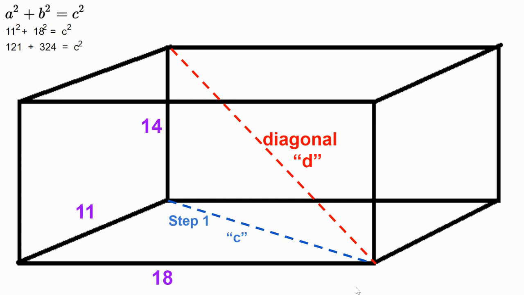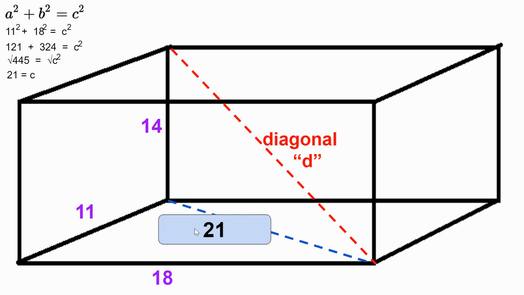11 squared, 121. 18 squared, 324. Total of 445. We square root both because we want to get C by itself. If it's C squared, we have to do the square root, the inverse operation, and we'll get an answer of about 21. So 21 would represent our C length, but our end goal is we need to find our D length. So we're going to have to do that again.